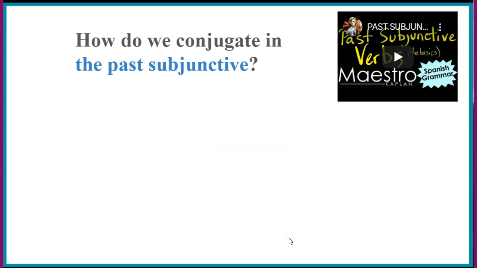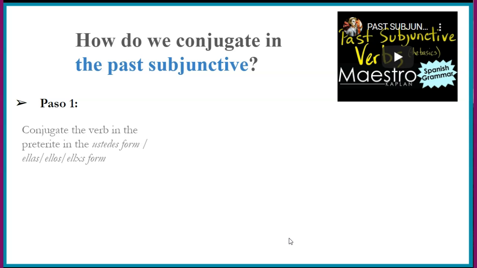So now we're going to have a reminder of how to conjugate in the past subjunctive. We talked about 3 steps. Paso 1, conjugate the verb in the preterite of the ustedes, ellos, ellas form. So for the verb estudiar, you have to conjugate it into estudiaron. That means in the plural form in the third person.